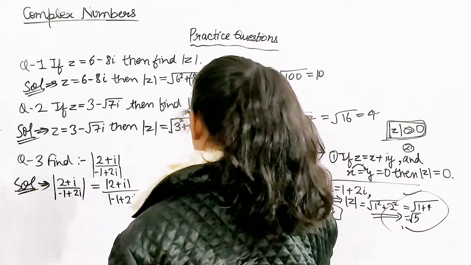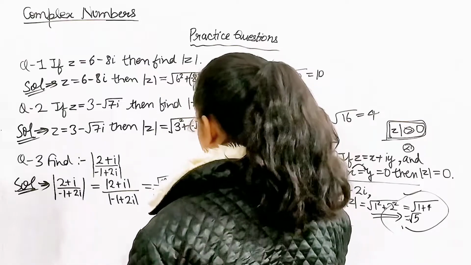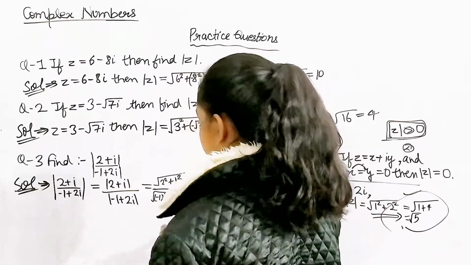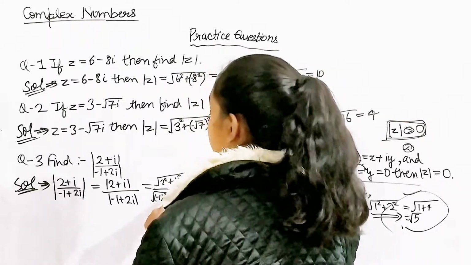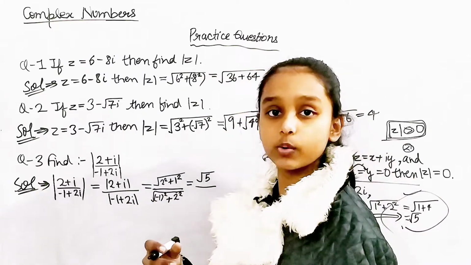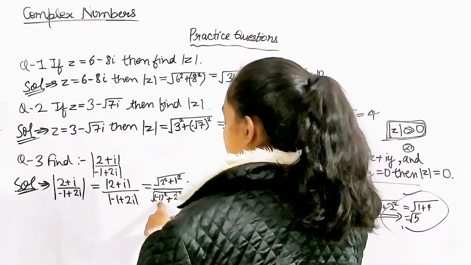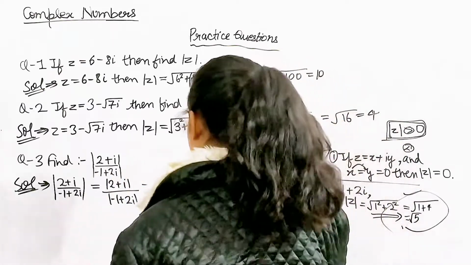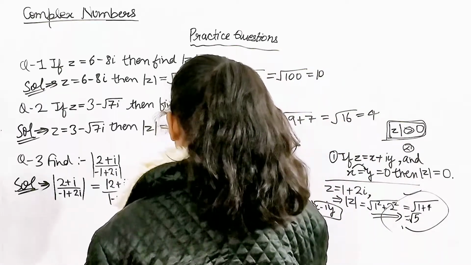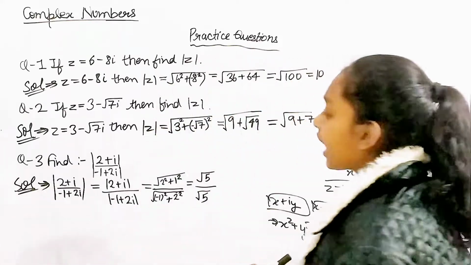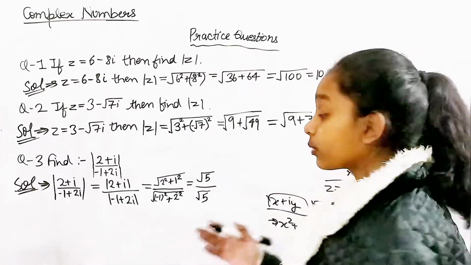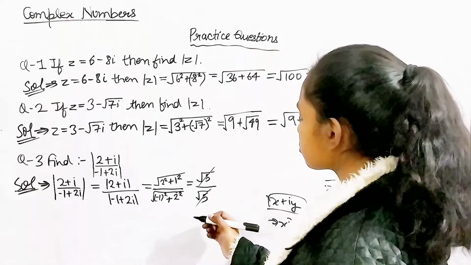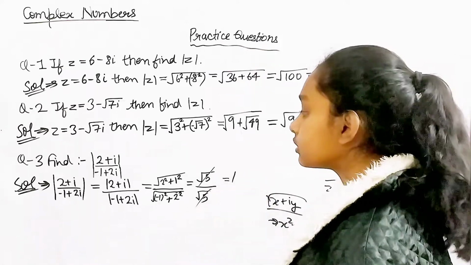So root 5 by, the next thing is root of negative 1 squared plus 2 squared. Negative 1 squared will be positive 1, right? So positive 1 squared will be 1, and 2 squared again 4. So what I'm going to have is exactly the same. Oh my gosh, I got the answer 1. It's really easy. In the last step, we'll cancel it and we'll get 1.